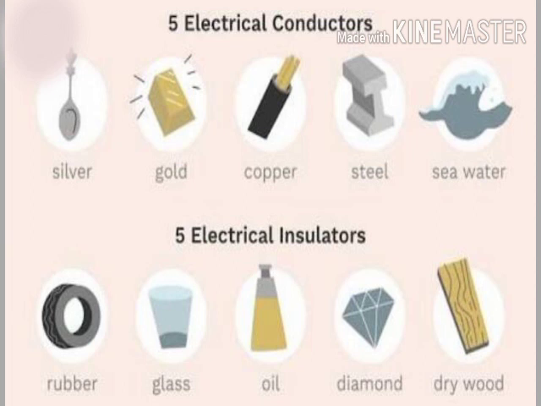Conductor means the substance or material which allows electric current to pass through. Only the substance which allows the current to pass through. What are those substances? They are all metals. All metals like iron, copper, aluminium, gold and silver are examples of conductors. When it is asked, give examples of conductors, then only you have to answer iron, copper, aluminium, gold and silver.